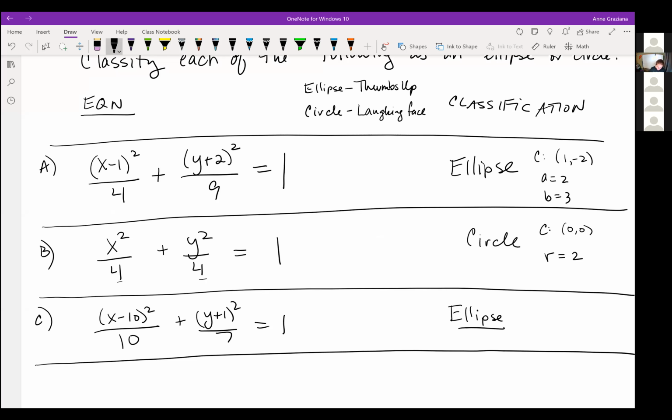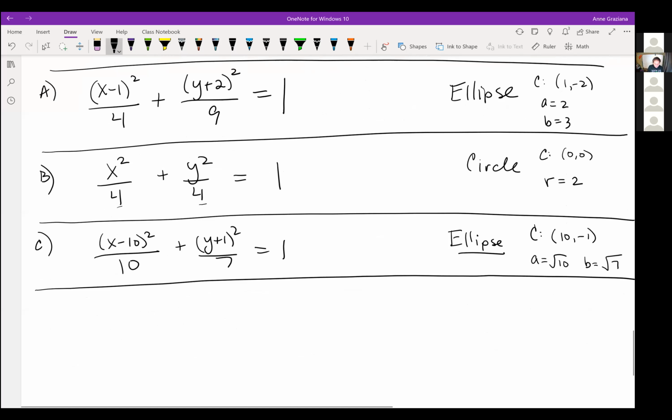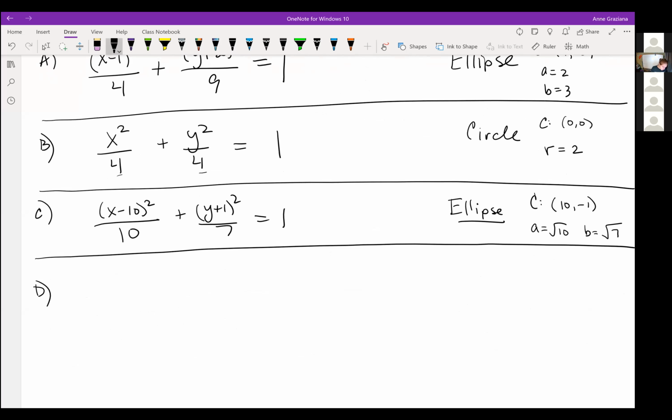And we know this because it's in the format. So our center is (10, -1). Now the A is not a perfect square, but that's okay. It's just square root of 10. And B is square root of 7. It just so happens that those vertices are going to be a distance away from the center that is not a whole number, which can happen. Okay, it's fine. All right, here we go. Next one. x squared plus (y minus 8) squared equal to 25.